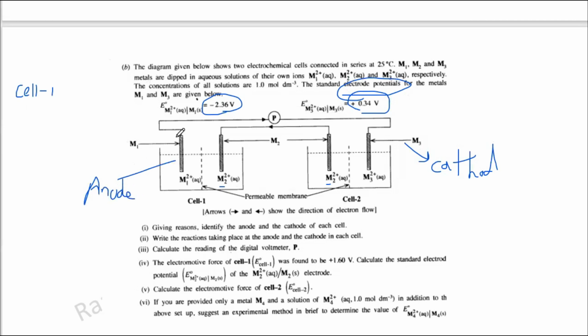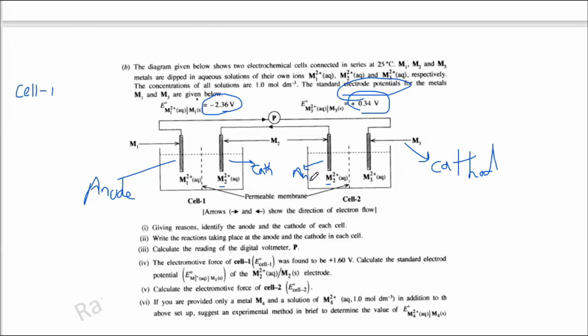Okay, so you can mention the electrode potential of M1 2+ / M1 solid is more negative than M3 2+ / M3 solid in the overall cell. Therefore, the M1 electrode acts as the anode and the M3 electrode acts as the cathode in the overall cell. So if M1 is anode in cell 1, this M2 should be cathode in cell 1, don't forget. And also in cell 2, if M3 acts as the cathode, then M2 in cell 2 should act as anode. So this is clearly indicated from the arrow as well.